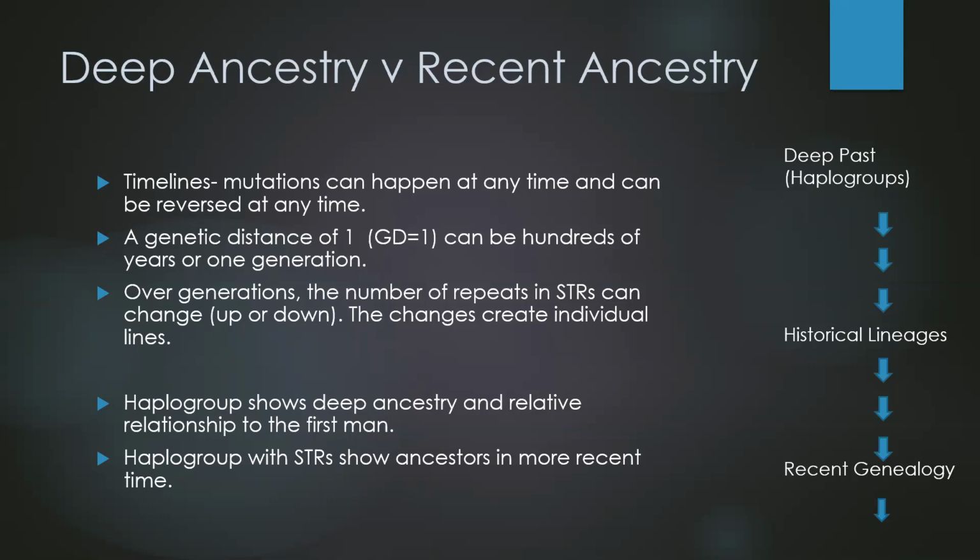And over generations, the number of repeats in the STRs can change up or down, and the changes create individual lines of men. And you see that most often on the large reports and the project reports. The haplogroup shows your deep ancestry and relative relationship to the first man, and haplogroups with STRs show ancestors in more recent time. So there are different ways to view Y-DNA, and you always have to kind of keep in the back of your mind whether or not it's genealogically relevant in recent time.